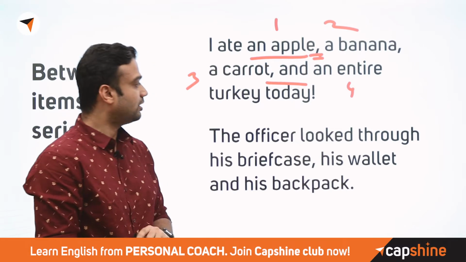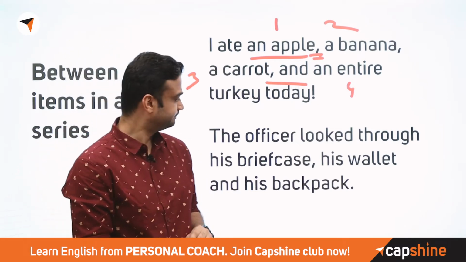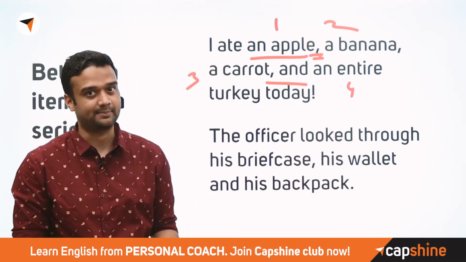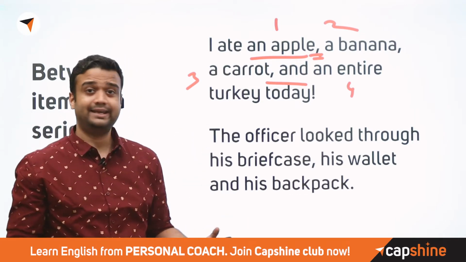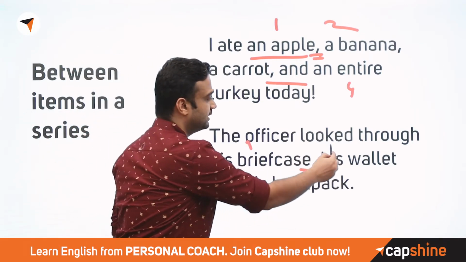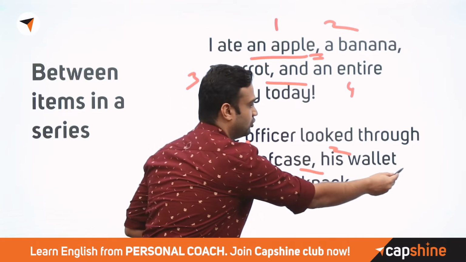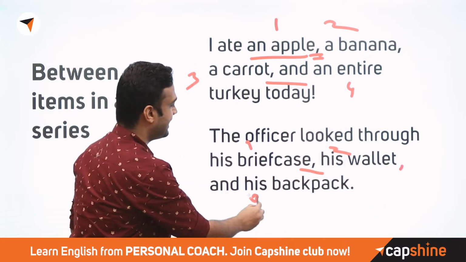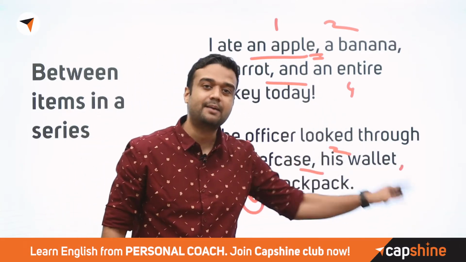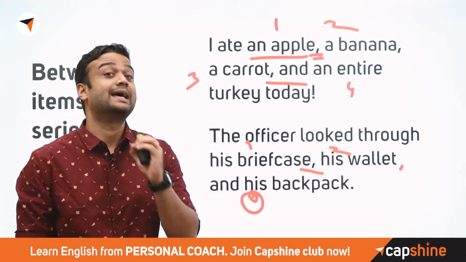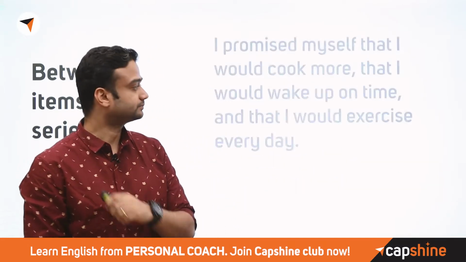Let's look at another example. The officer looked through his briefcase, his wallet, and his backpack. So again, he looked through three things: his briefcase, comma, his wallet. You could put a comma here, and his briefcase. Again, this is optional, but in some cases, putting a comma before the "and" is recommended, to be very clear.